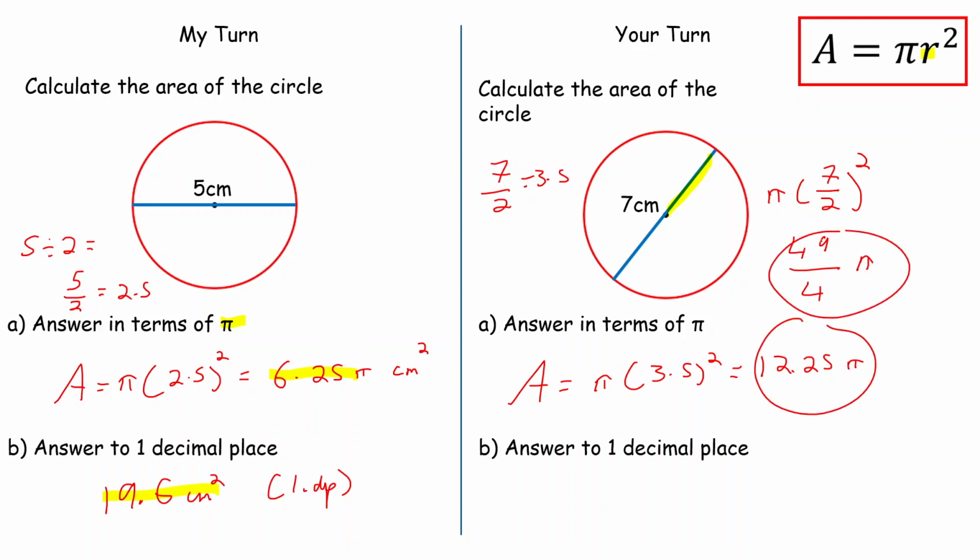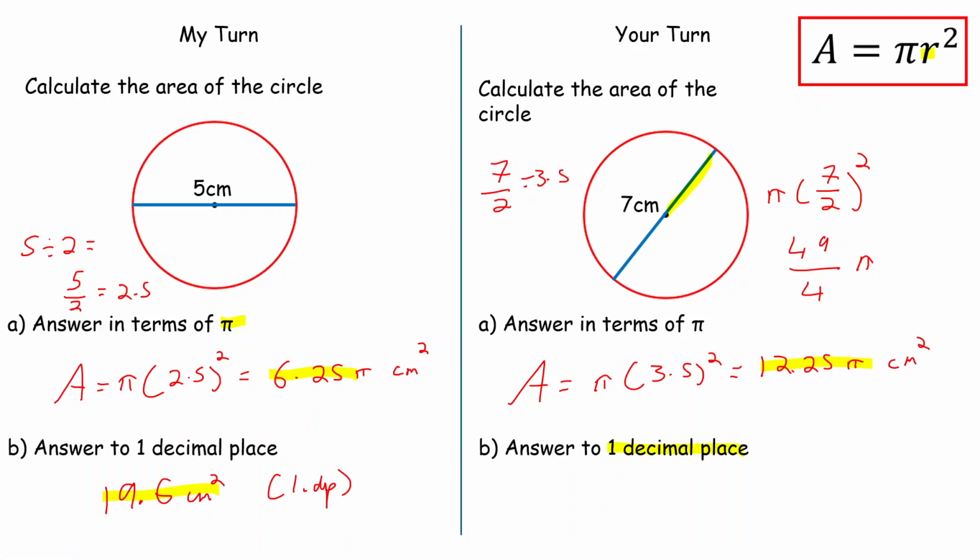This and this mean the same thing. But just for ease's sake, I've written it as a decimal for the time being. And the answer is going to be cm squared. So you can write it in different ways, as a decimal or as a fraction, but let's just keep it like this for the time being. That's fine. And then the next part, we've got to put it to one decimal place.